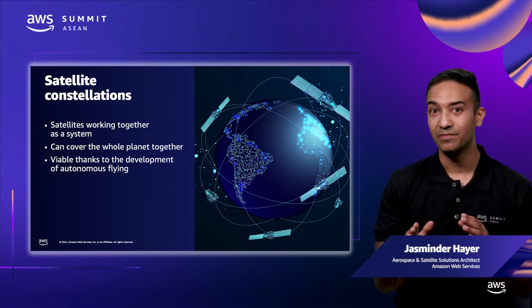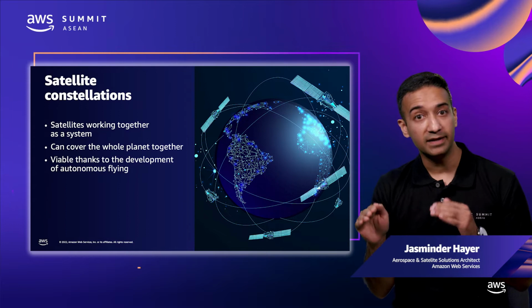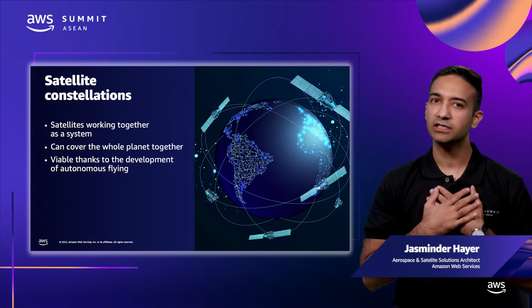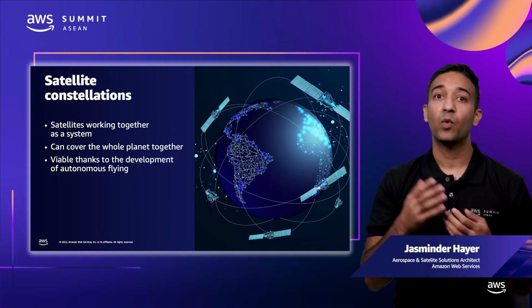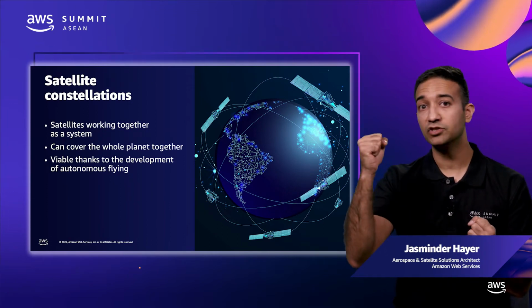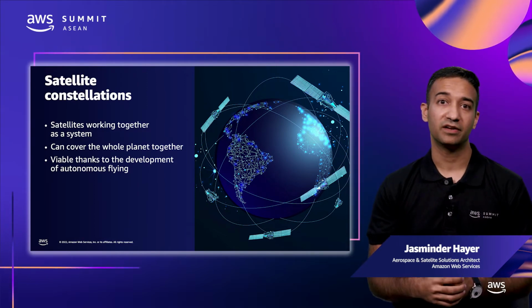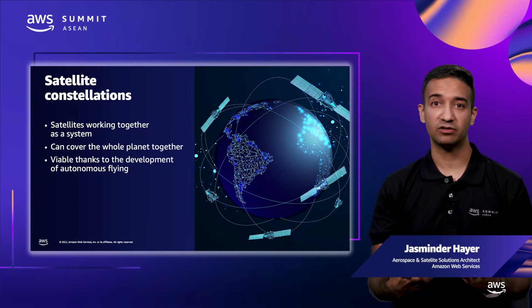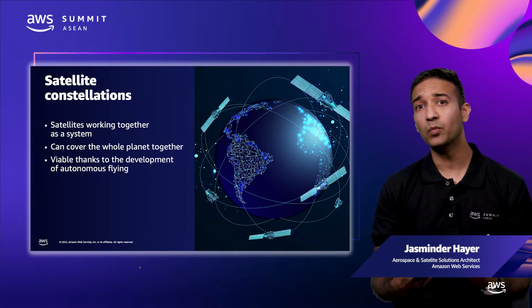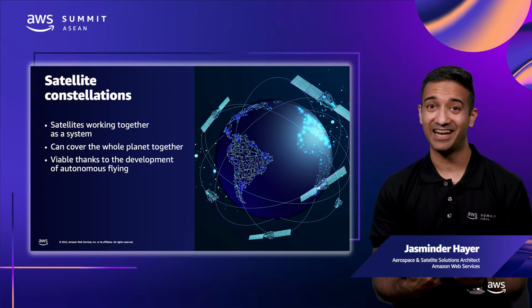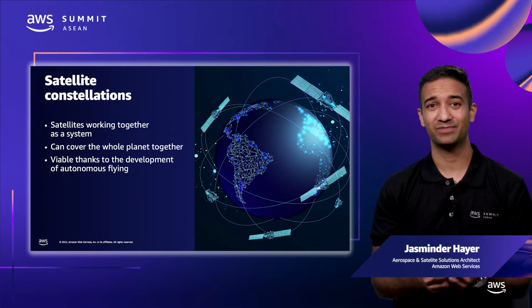From time to time, it may be important to realign the satellite. Autonomous flying allows the satellites to have a sense of self-awareness. They're aware of their position and the position of other satellites as well. Another important contributor for constellations is the development of microsatellites. The satellites weigh less than 100 kilograms, and we even have nanosatellites that weigh less than 10 kilograms.